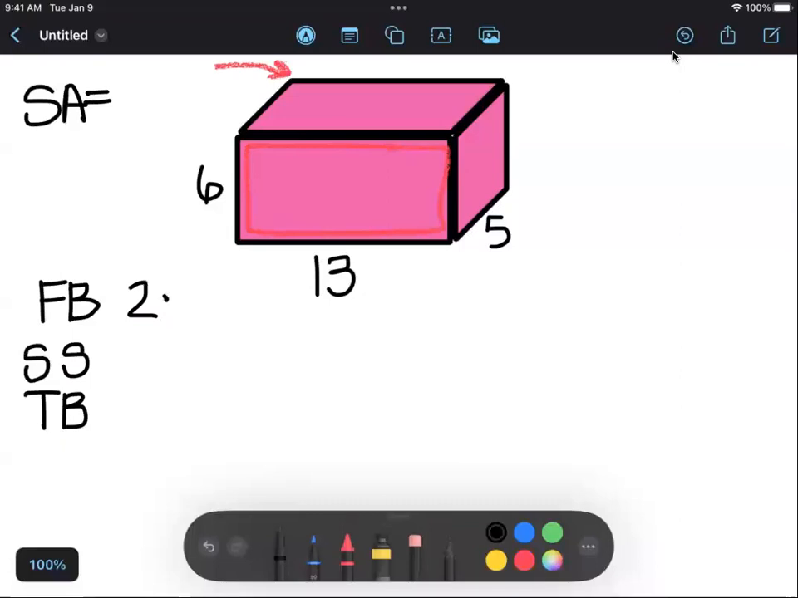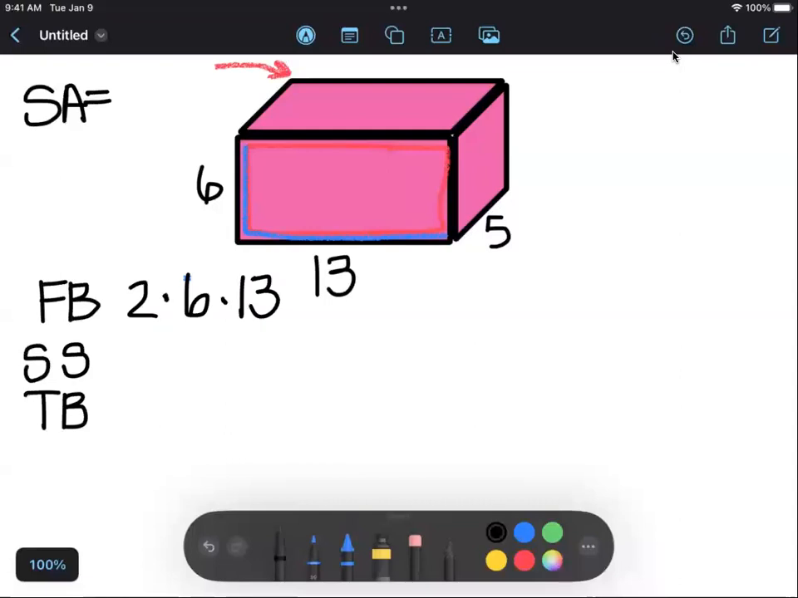So 2 times. Then to find the area of this face, and I'm going to pick a different color, multiply the length times the width. That would be 6 times 13. So 2 times 6 times 13 is how we'll find the area of the front and the back put together.